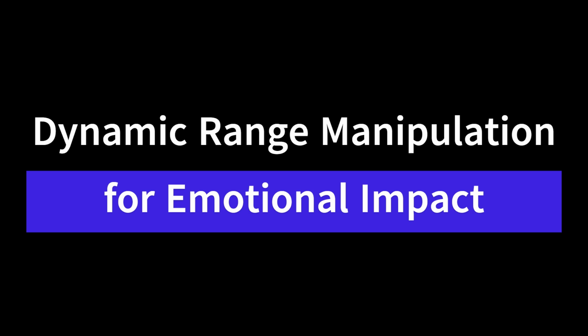By carefully controlling the dynamic range, composers can emphasize certain emotions or build tension and release. For example, a sudden shift from a quiet passage to a loud one can create a dramatic effect. This technique is essential for shaping the emotional narrative of the music.